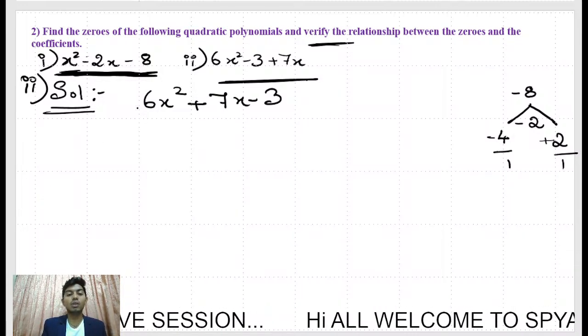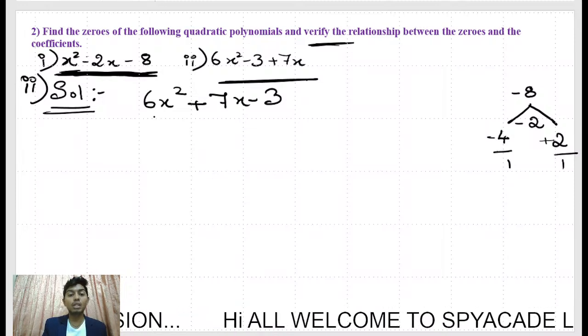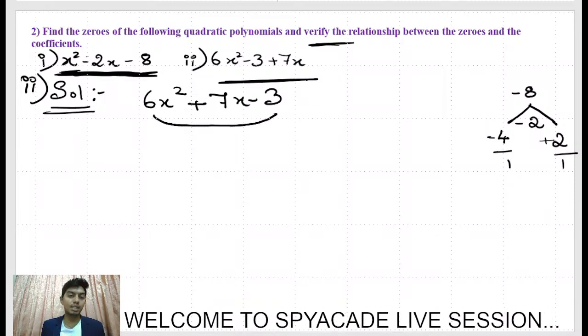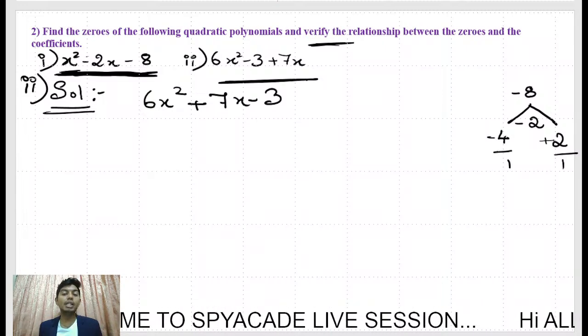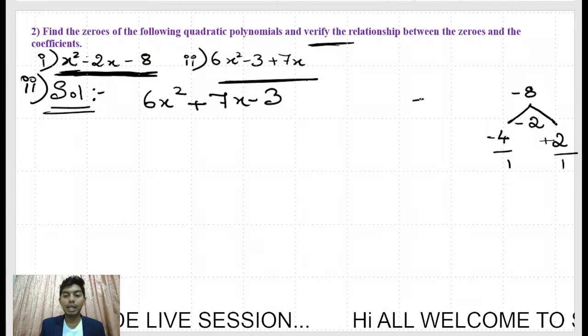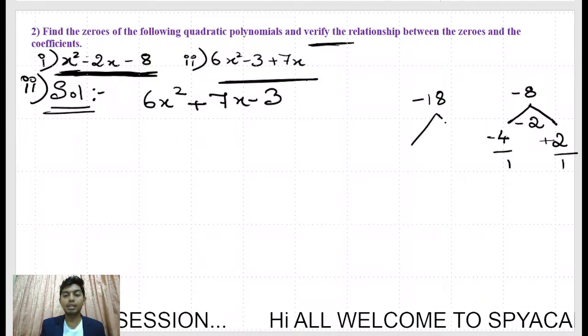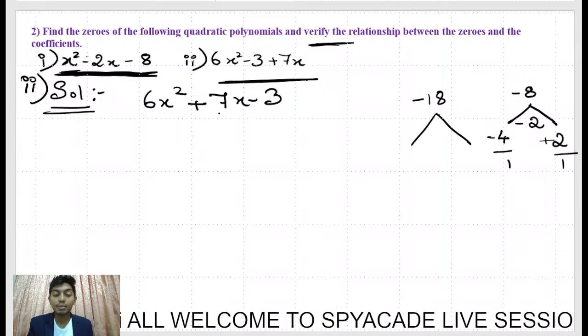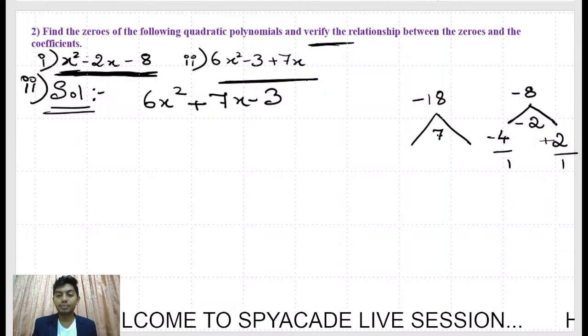So now let us solve this. Now what you have to do is just multiply the coefficient of x square and the constant term. 6x square into minus 3, what will you be getting? Minus 18, right? 6 into minus 3. So minus 18, and in the middle you have 7.